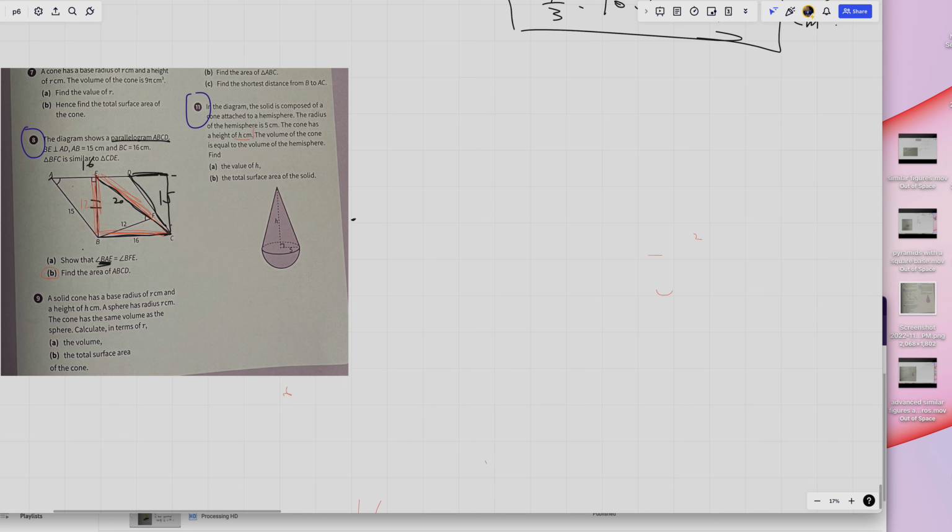Other statement, I hope you can see. They say the volume of the cone, which is figure 1, is equal to figure 2. Okay, so what is the volume of... you need to listen carefully, volume of sphere first.